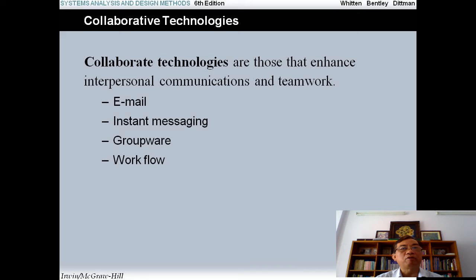And now I go to collaborative technologies. Collaborative technologies are those that enhance interpersonal communication and teamwork. Like email, you can use email to connect with your friends in your team. Instant messaging, groupware, and workflow can help you to increase the collaboration between people.